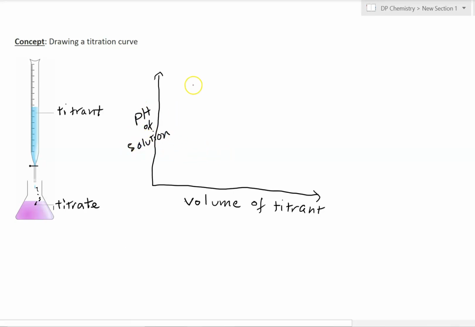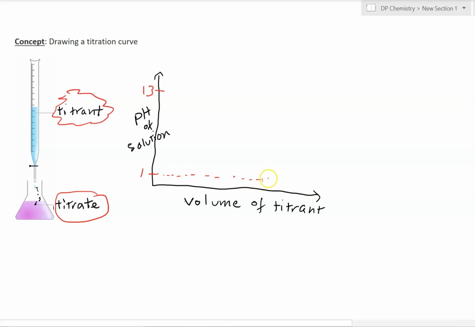To draw a titration curve, first you must determine the pH of the titrate. That's the starting pH. For example, if your titrate is NaOH, the starting pH is high, say pH of 13. Second, you must find the pH of the titrant. This is the pH at the end when you have excess amount of titrant. For example, your titrant is a strong acid of pH 1.